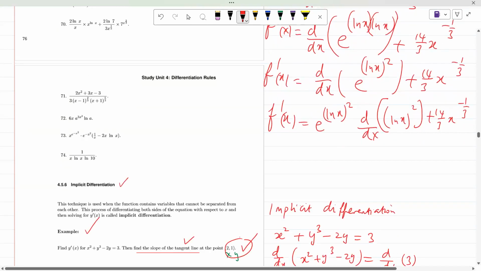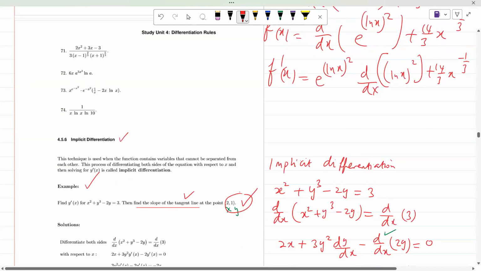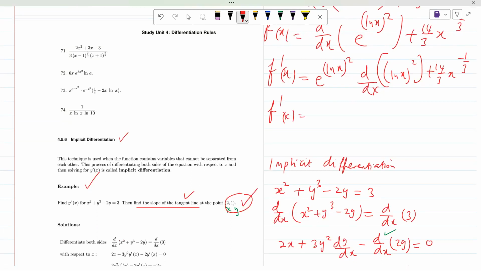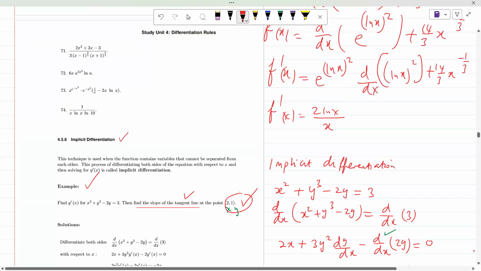So this is f prime. What is the derivative of that? It is 2 ln x, then you multiply by the derivative of ln x, which is 1 over x. And then you have the e to the ln x squared still the same, plus 14 over 3 x to the minus 1/3. This is the answer, but it can be written in many ways.